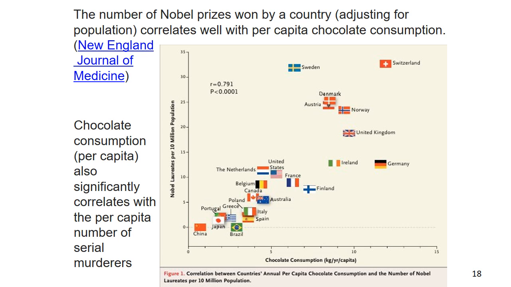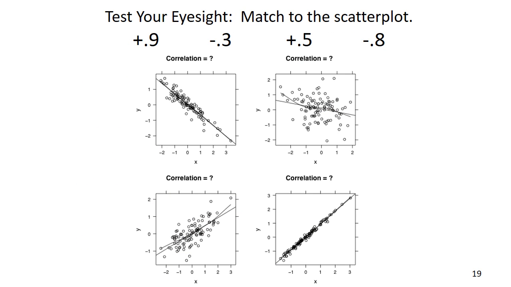All right, so we're going to do some practice now. Tell me, this upper left one, what is this? Is it positive 0.9, negative 0.3, positive 0.5, negative 0.8? It's negative 0.8. Remember, left to right, we're going down, and that's a pretty strong correlation. So I wouldn't say it's 0.3, because that's pretty weak in comparison to 0.8.